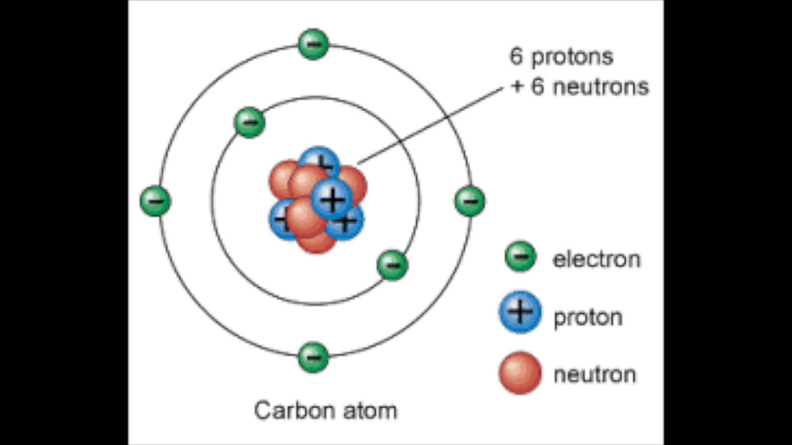As we talked about, 6 protons means that carbon has the atomic number of 6. 6 neutrons and 6 protons means that carbon has an atomic mass of 12. So I thought that this was a good example to help you more visualize what an atom actually looks like and help you remember protons and neutrons and atomic mass and atomic number.